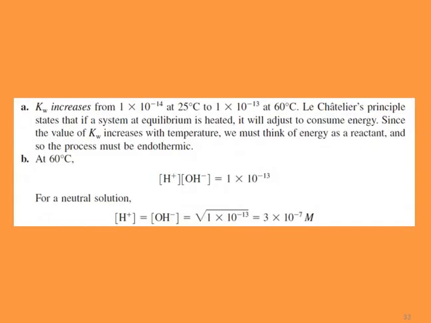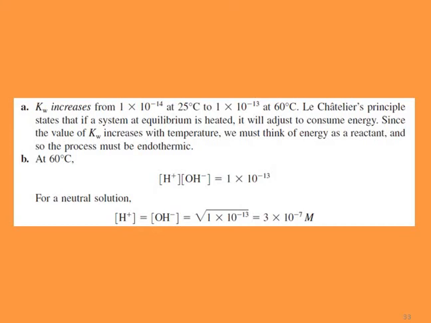So let's do the part A first. Kw increases from 10 to the power of negative 14 to 10 to the power of negative 13 at 60 degrees Celsius. So when we increase temperature, the value of Kw increases. So Le Chatelier principle states that if a system at equilibrium is heated, it will adjust to consume energy. Since the value of Kw increases with temperature, we might think of energy as a reactant, and so the process must be endothermic. So since with higher temperature, we have higher value for Kw, it means that we are dealing with an endothermic reaction.